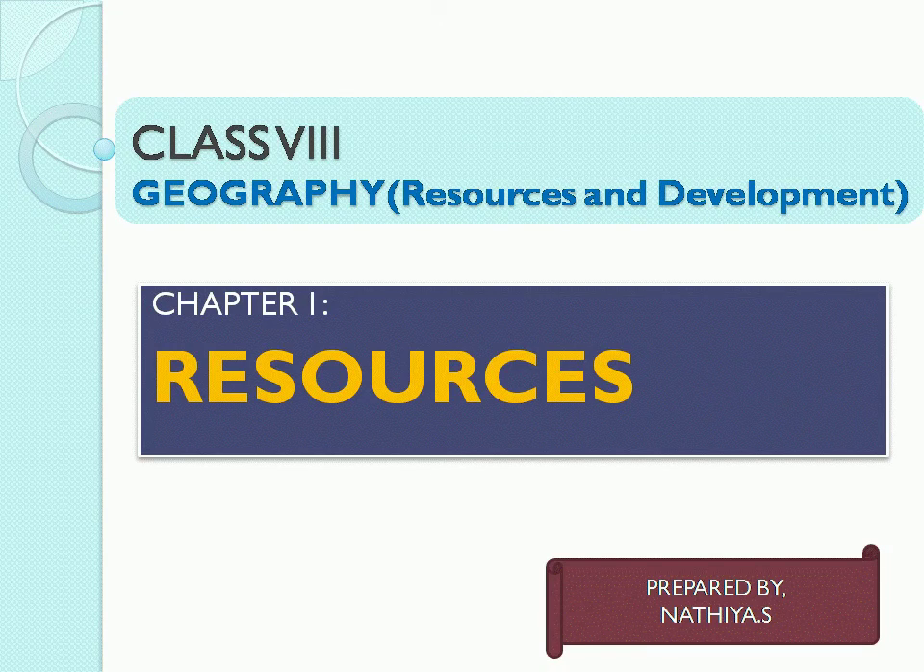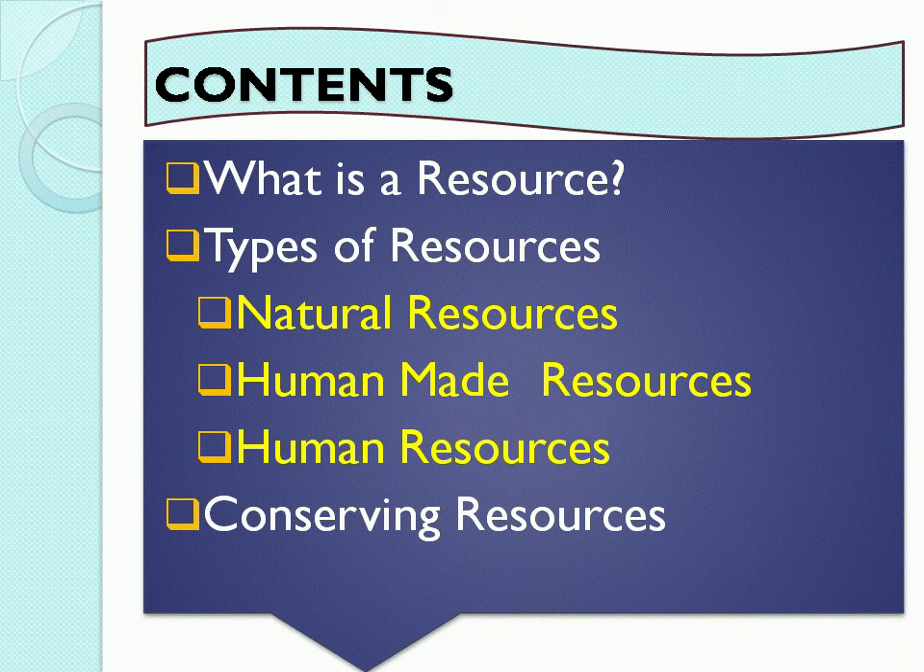Today we are going to see your geography part. Resources and development. In this chapter 1, resources. See this slide, children. These are all the contents we are going to see. What is a resource? What are the types of resources? So we can have natural resources, human-made resources and human resources. And the last topic, conserving resources. So these are the contents we are going to see in this chapter.